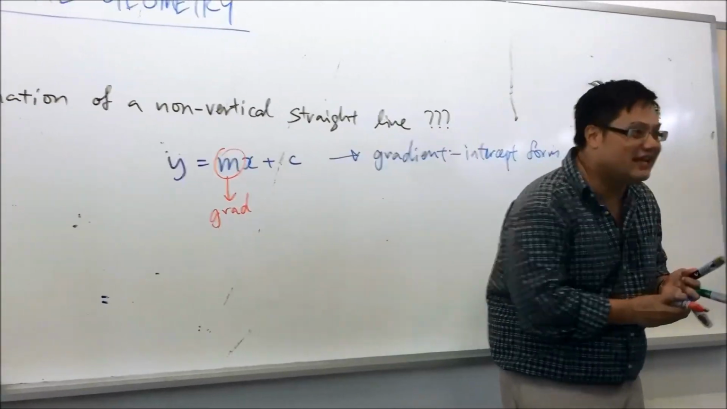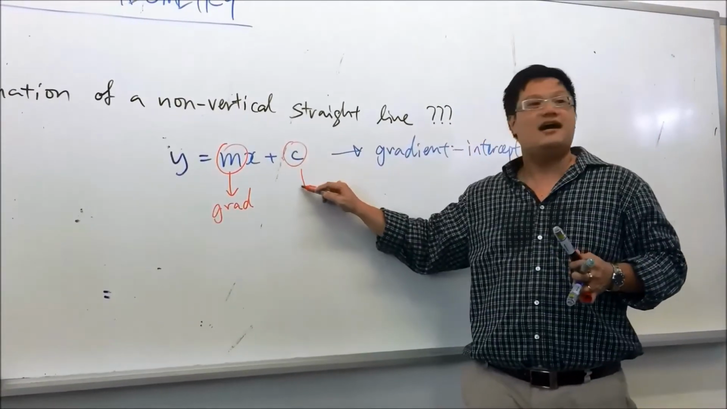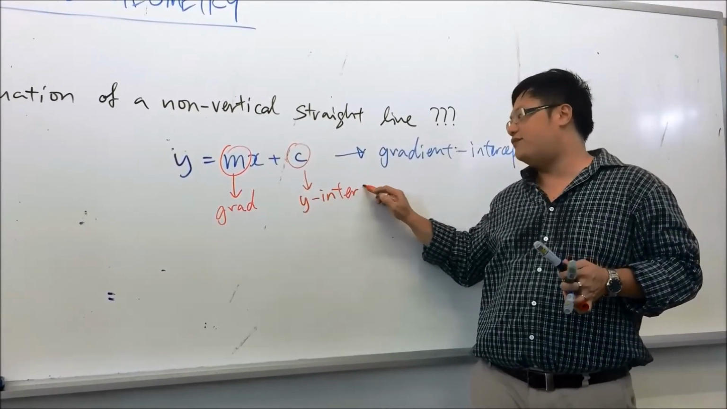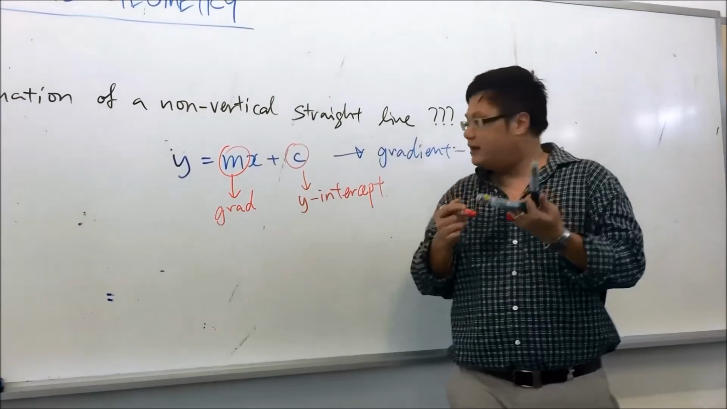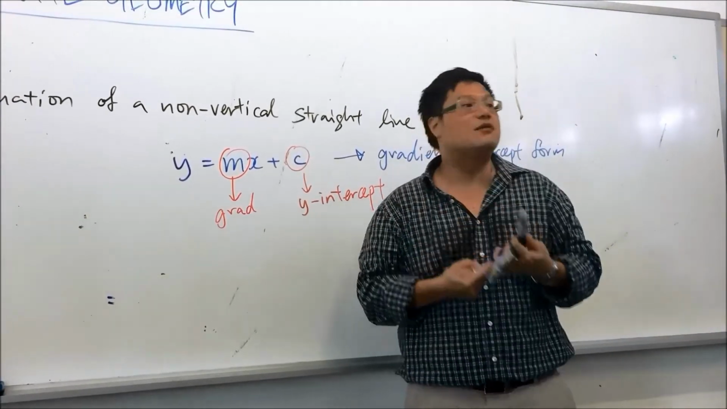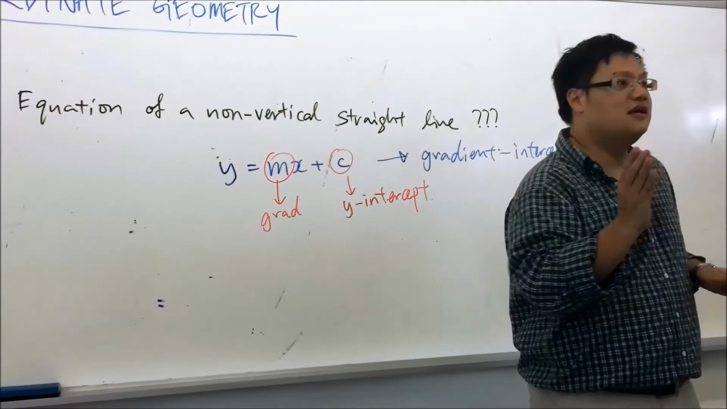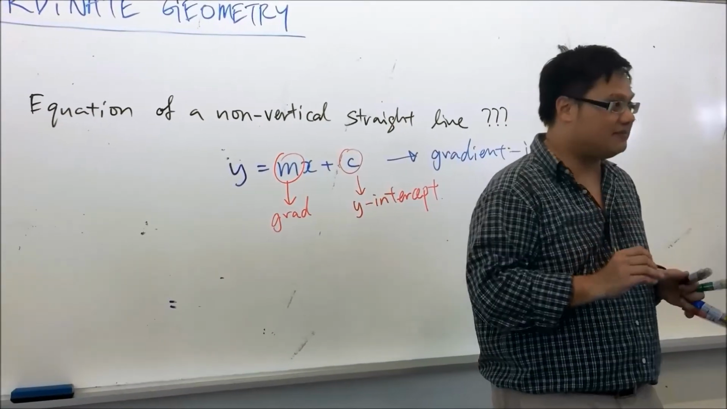Okay, this is the gradient. The c is known as the y-intercept. Very good. The value of the y-intercept is where the graph cuts the y-axis. Where the straight line cuts the y-axis, we call it the y-intercept.